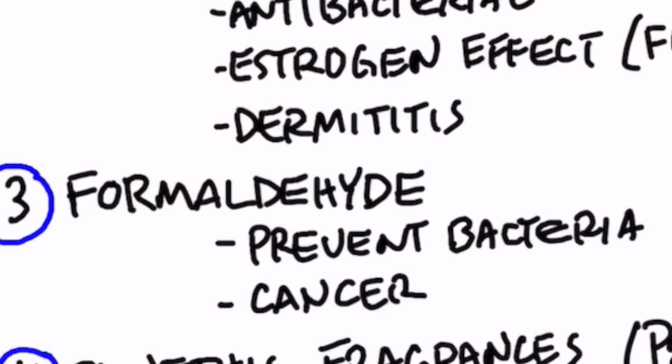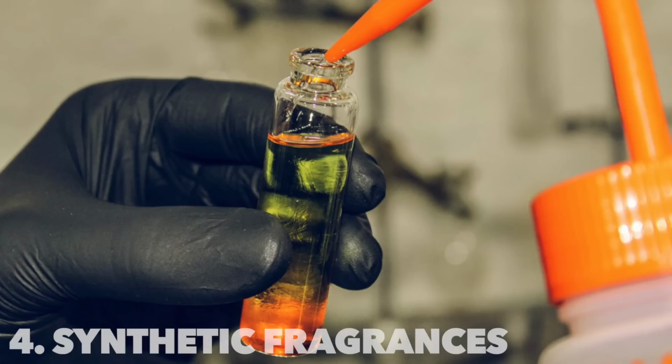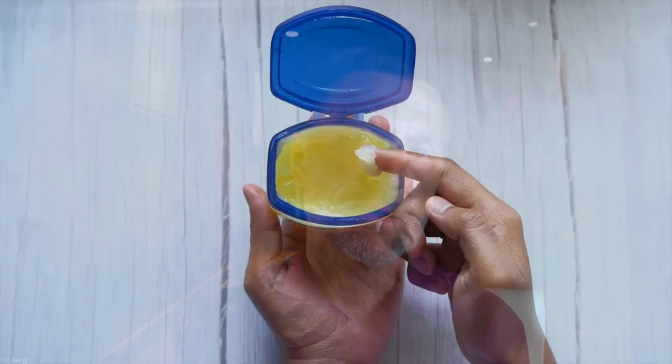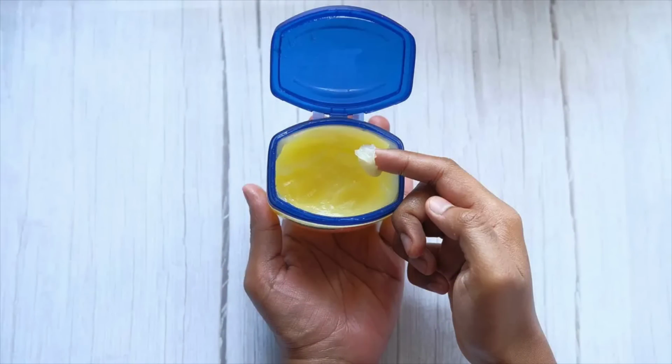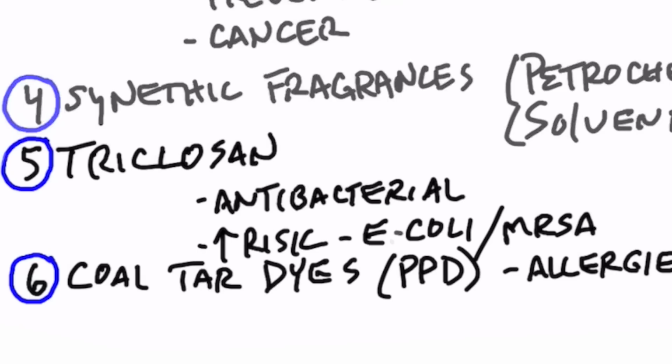All right, the number three ingredient to watch out for is formaldehyde. It's great to embalm a body, but not to embalm your face. It can increase your risk of getting cancer. It can really dry out your skin. And the next one is the synthetic fragrances. Some of these soaps are just so strong and so irritating, but they're petroleum based. They're petrochemicals. There are solvents that they use to make these fragrances. So you really want a soap that's either fragrance free or that only uses essential oils.